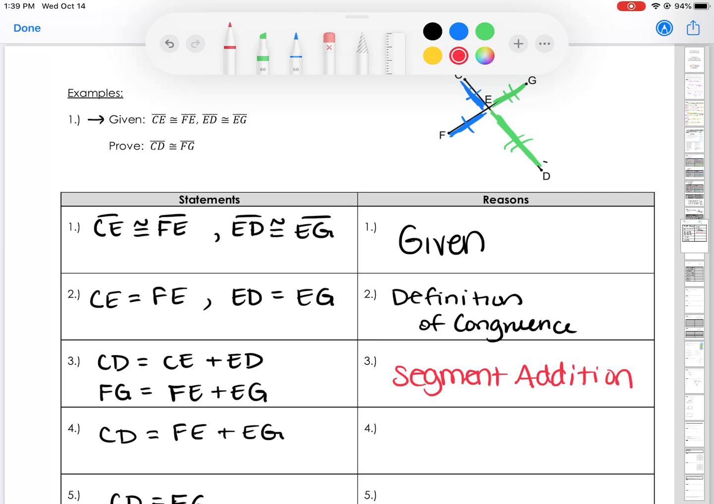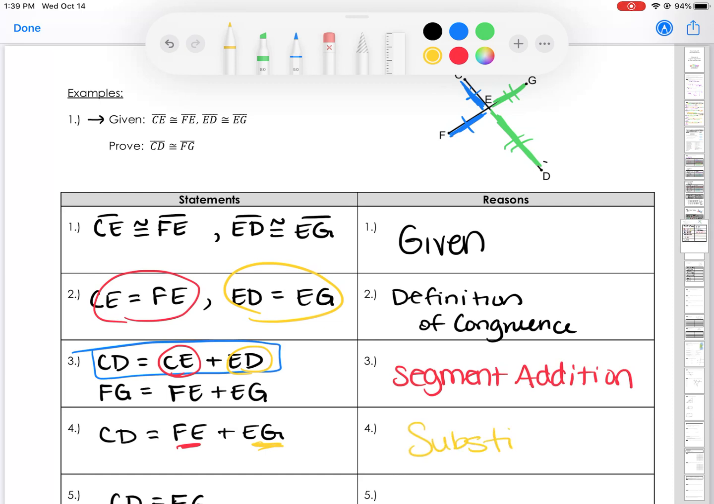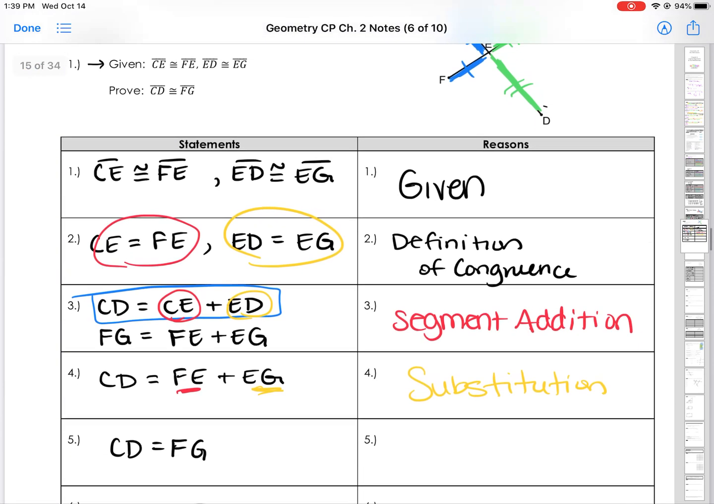In step 4, it says that CD is equal to FE plus EG, and all we are doing here is replacing. So since I know that CD is equal to CE plus ED, I'm going to replace CE with what it's equal to. So that was this replacement right here. And I'm going to replace ED with what it's equal to, and that's this replacement right here. So when I replace, that is substitution.